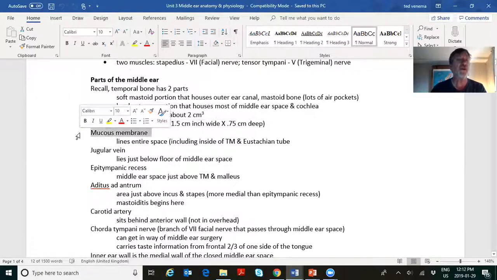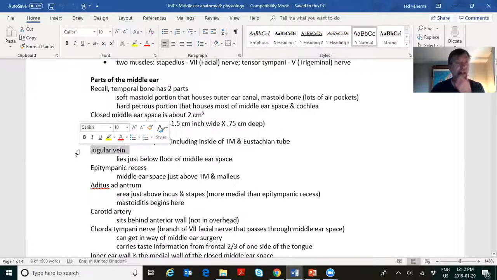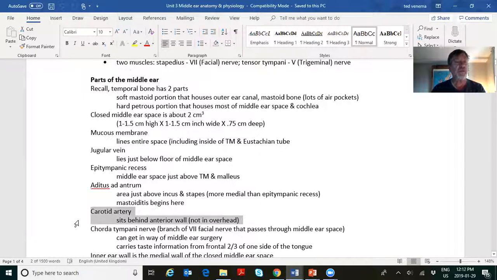Mucous membrane surrounds or lines the middle ear space, including the inside of your drum and the eustachian tube. The jugular vein is very close below the floor of your middle ear space. And jump down here to carotid artery. Sits around near your middle ear space as well.